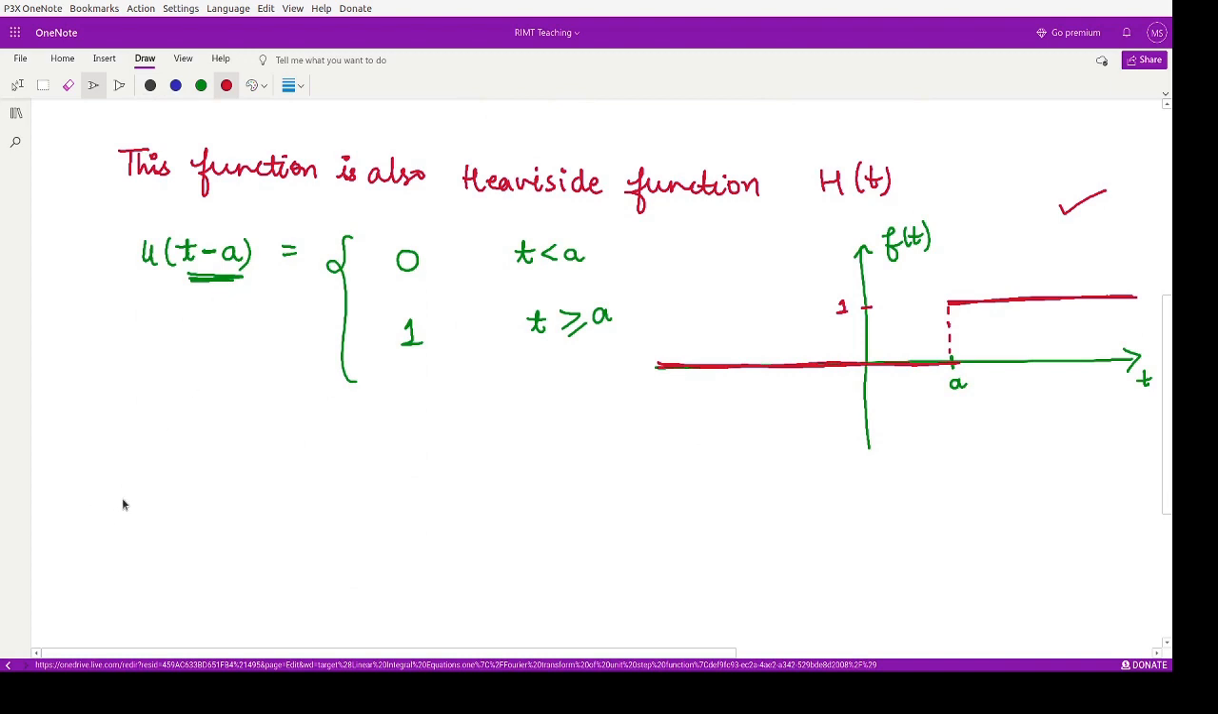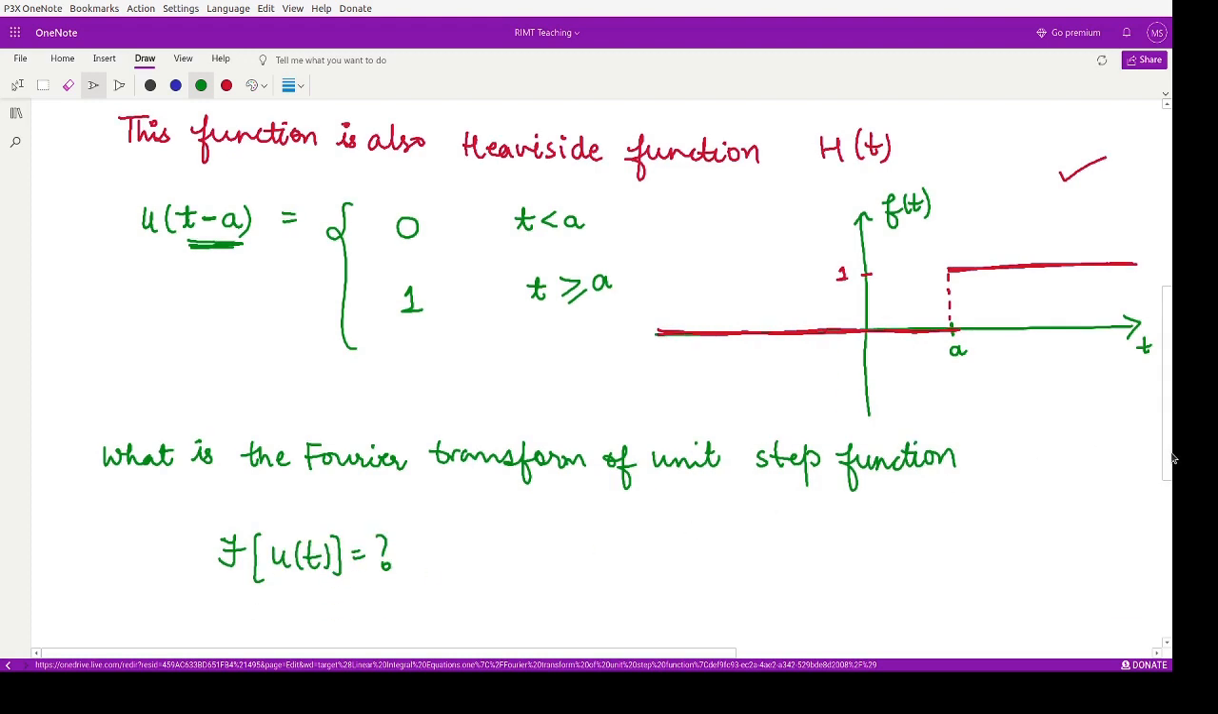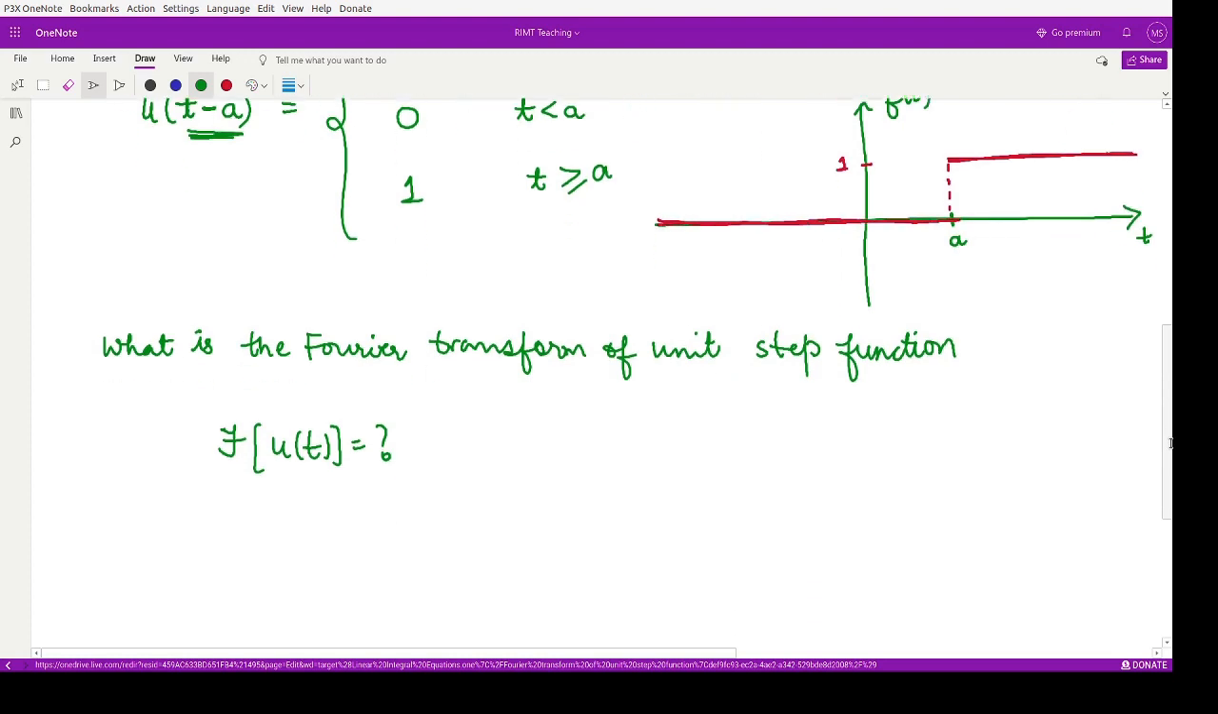Now next let us see what is the Fourier transform of the unit step function. For that we are seeking the value of F of u of t. What is this? So what is the definition of this Fourier transform?